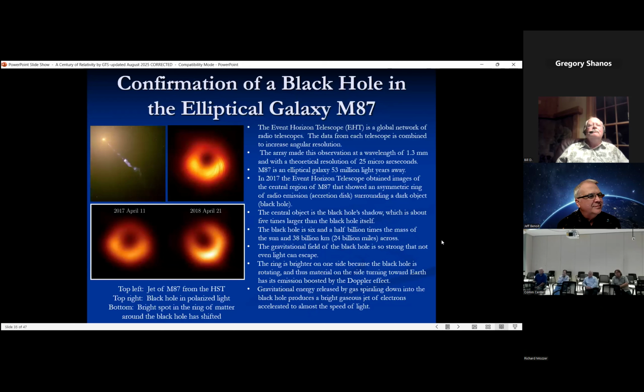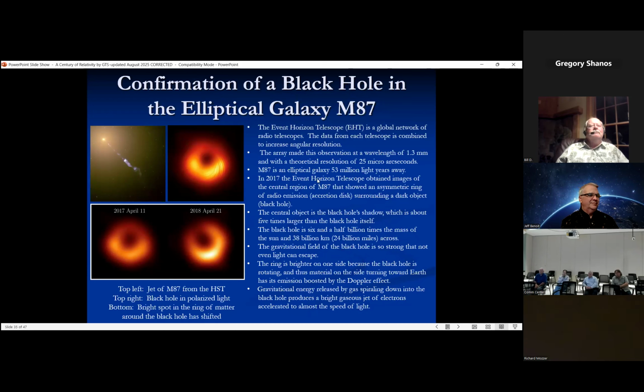Okay, and then in M87, the Event Horizon Telescope actually imaged a black hole. This was fantastic news. And you can actually see it here. You can read a lot of this for yourself. But this is actually the shadow of a black hole, and this is not the event horizon, but the asymmetric ring of the accretion disk here.